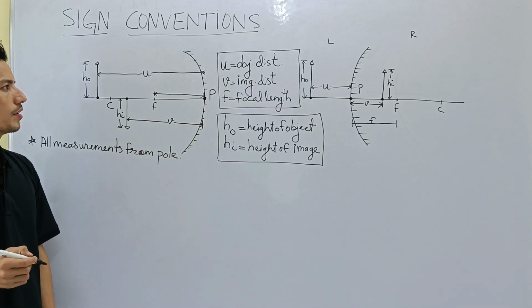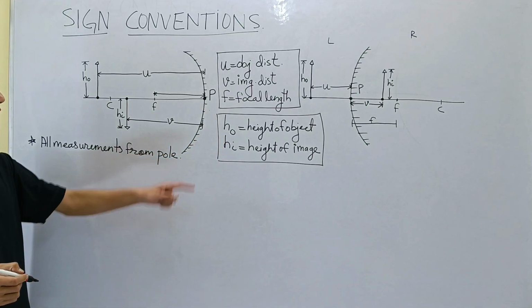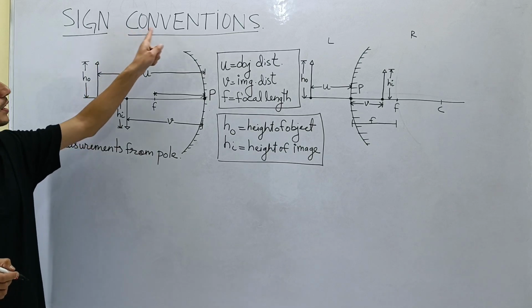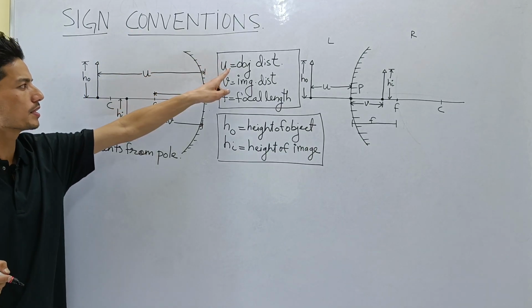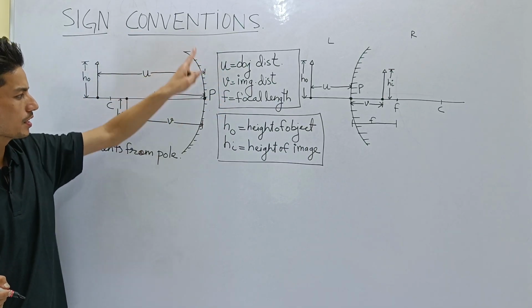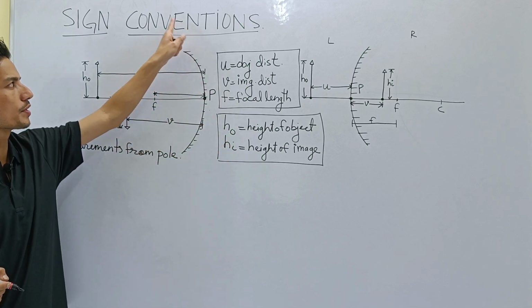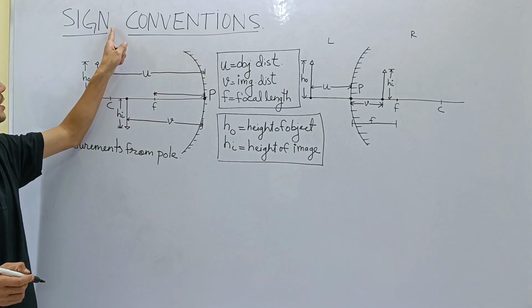Okay. Now something very important. Now we will go to the sign. All the conventions have been discussed. U, V, and F are conventions. HO, HI are conventions. So we are done with the conventions. Now we will go to the sign.